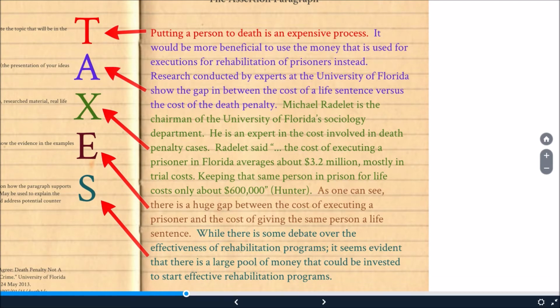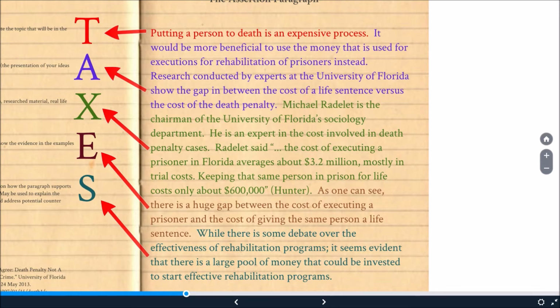In the second part of this, it says, it would be more beneficial to use the money that is used for executions for rehabilitations of prisoners instead. So basically it's like saying the money that you use for executing prisoners, you could use it to actually help them with therapy, things like that. Research conducted by experts at the University of Florida show a gap in between the cost of life sentence versus the cost of the death penalty.